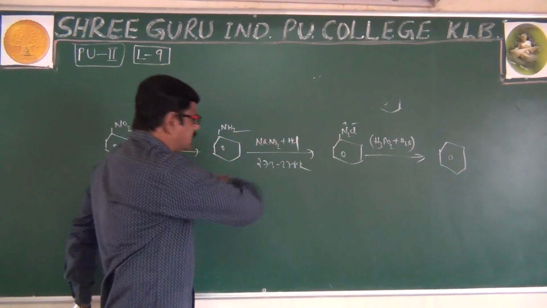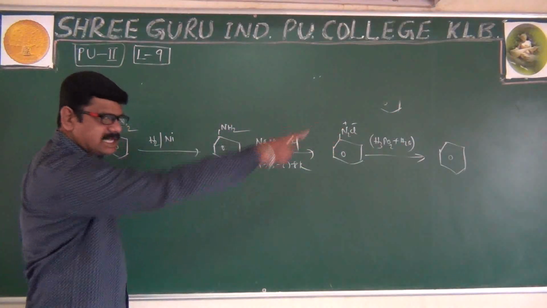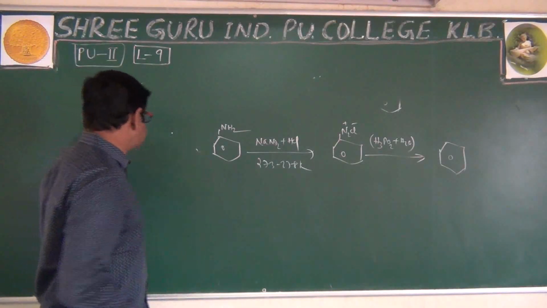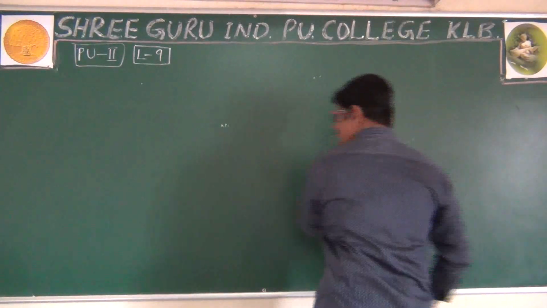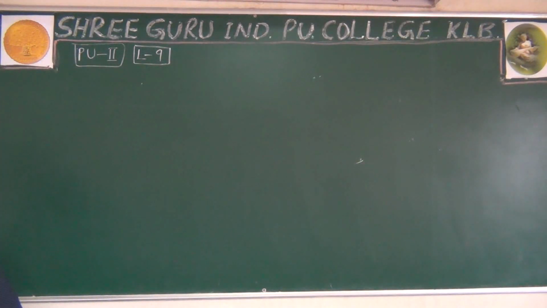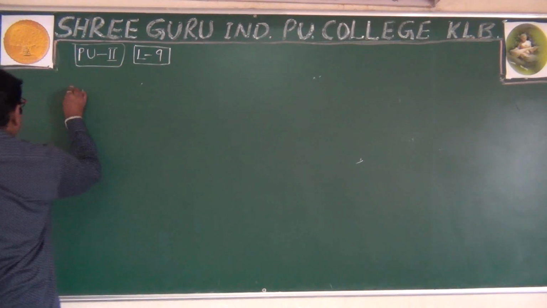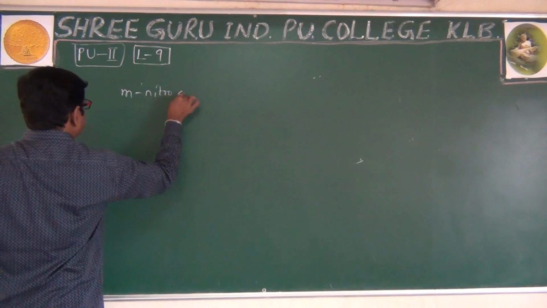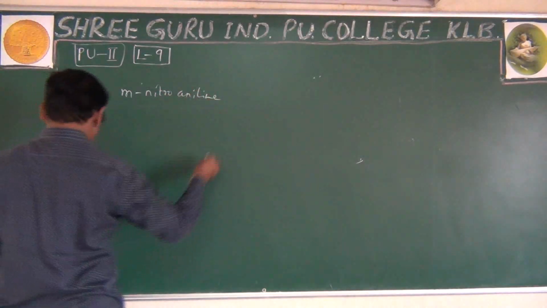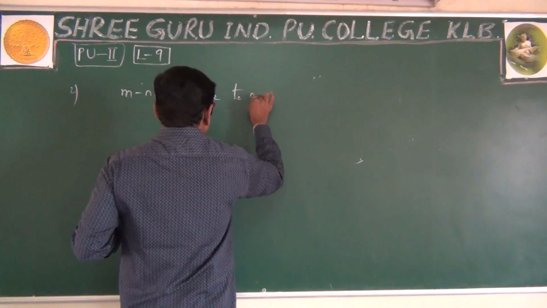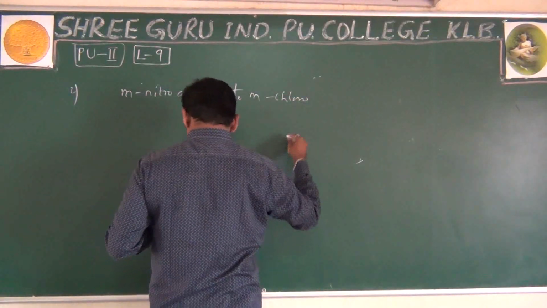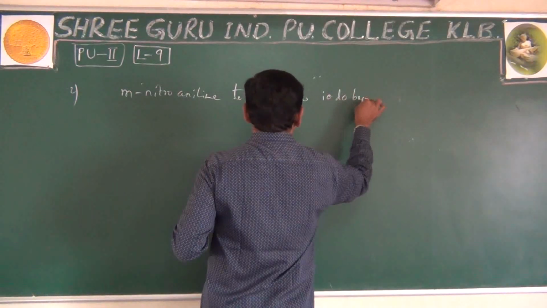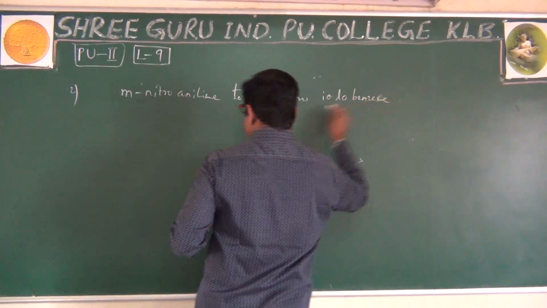Here, of course, all steps are familiar to you. There is no new step involved in this. Remember. Next conversion: metanitroaniline to metachloroiodobenzene, which is our final compound.